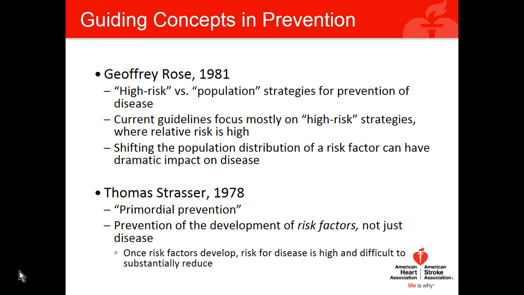Also important to this concept is the idea from Thomas Strasser from 1978, and that's the idea of primordial prevention. Now, most of us commonly think of either primary or secondary prevention, or even tertiary, but the concept of primordial prevention comes before any of those three. It's really the prevention of the development of the risk factors themselves that lead to disease, not just prevention of disease. Because once the risk factors have developed, the risk for disease is high and difficult to substantially reduce. In this situation, we talk about the concept of the horse already having left the barn or bolted from the stable once risk factors have already developed.